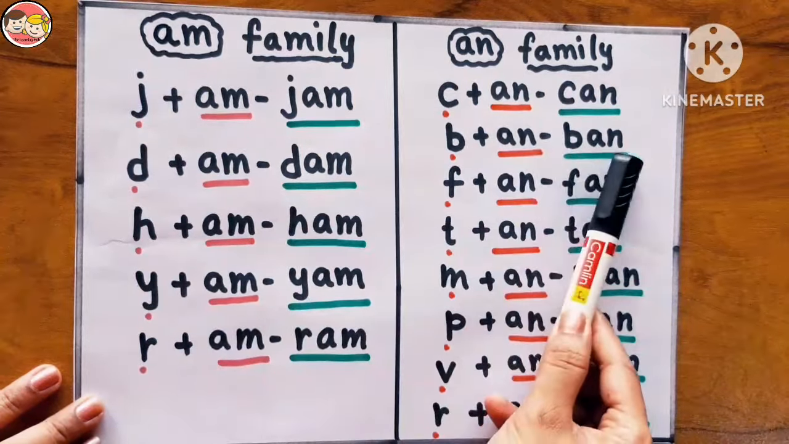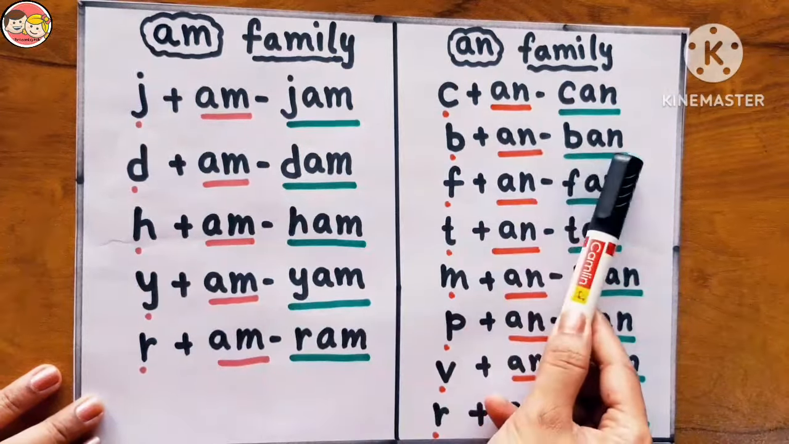Can, ban, fan, tan, man, pan, van, ran. Now we will talk about ad family words.